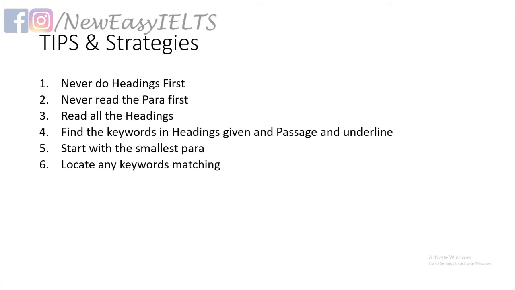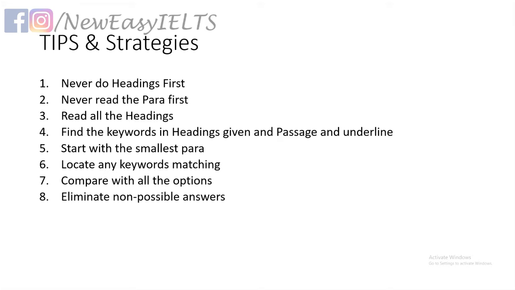Sixth is locate any matching keywords. You should locate the words in the passage and then compare them with all the heading options available. If you're doing so, then eliminate all non-possible answers which are totally irrelevant or contradicting. Eliminate those, and then for the remaining ones, whether they are 1, 2 or 3, you should translate and compare the headings and the keywords located in the passage.